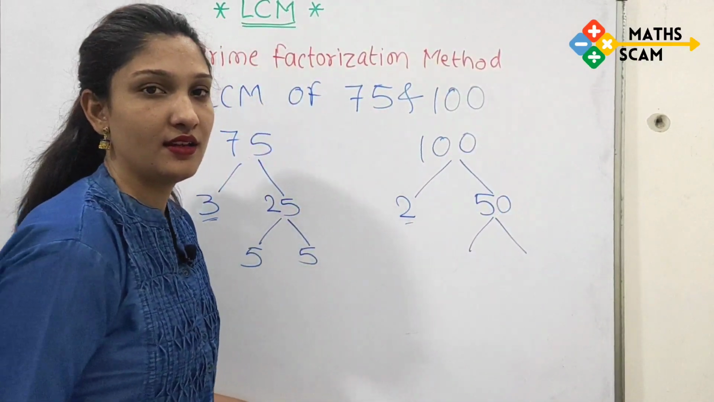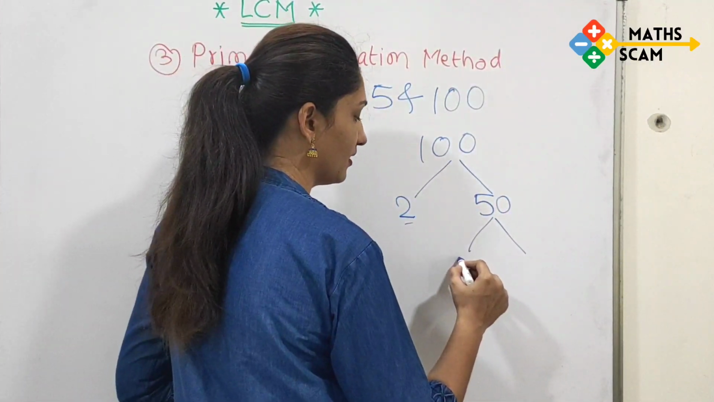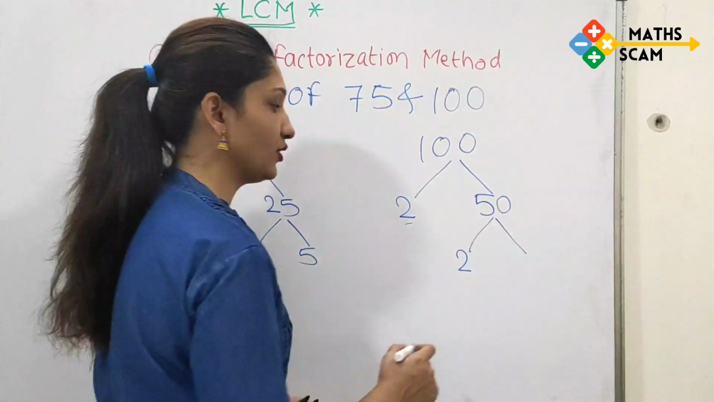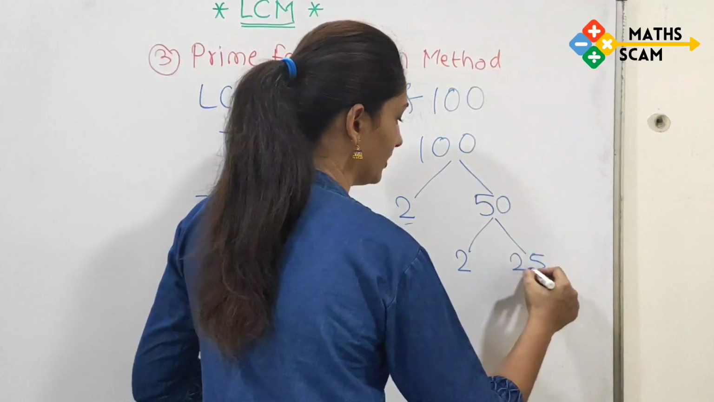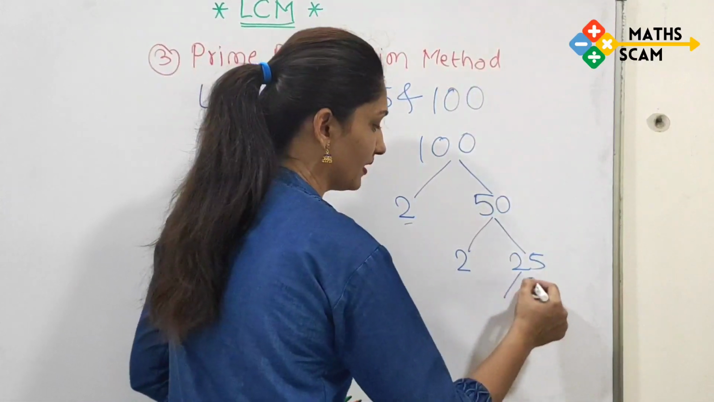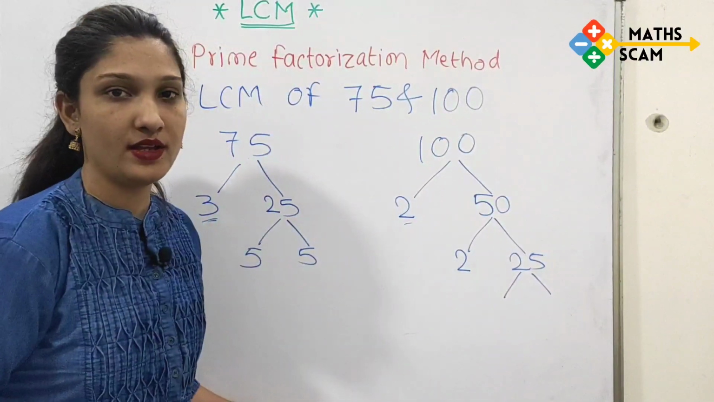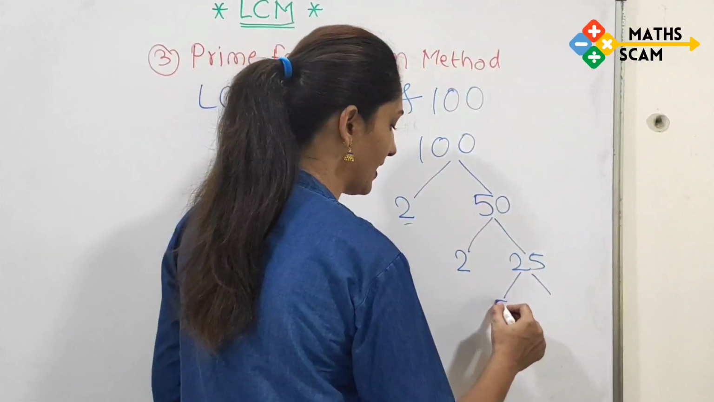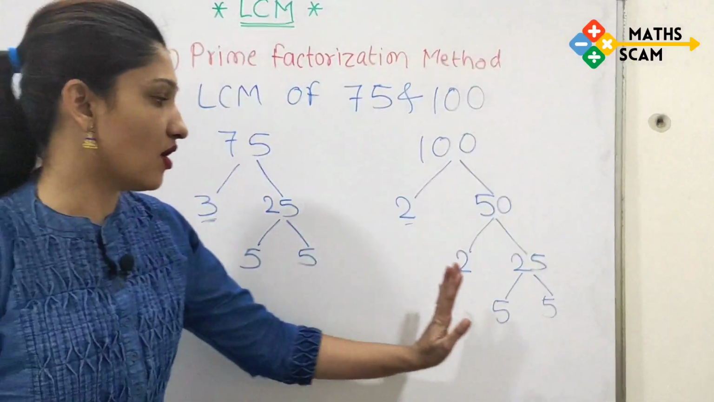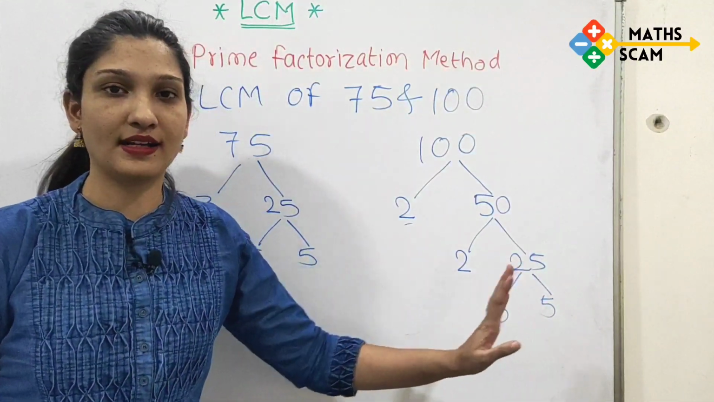50. Find factors of 50. Can we divide this number by 2? Yes. 50 by 2, 25. Okay. Again, we got the prime number. Next is 25. Can we get factors from 25? Yes. 5 5s are 25. Okay. Now we got all the factors.